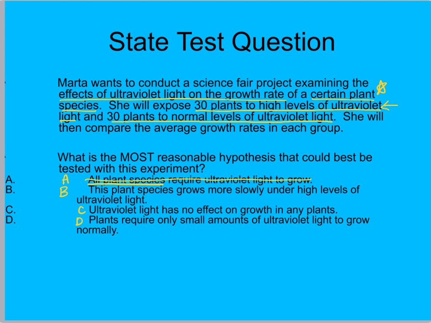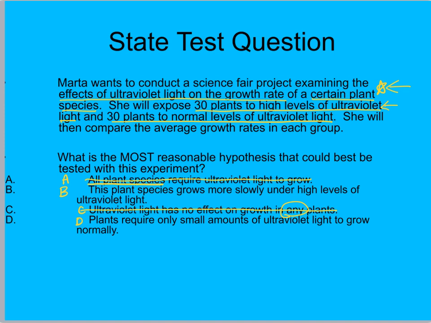Ultraviolet light, look at C. Ultraviolet light has no effect on growth in any plants. Again, what word is sticking out to you? Right here, any. Any is basically the same as all plants, right? Okay, is she testing any plants? Nope, just certain ones. So we're going to eliminate C.